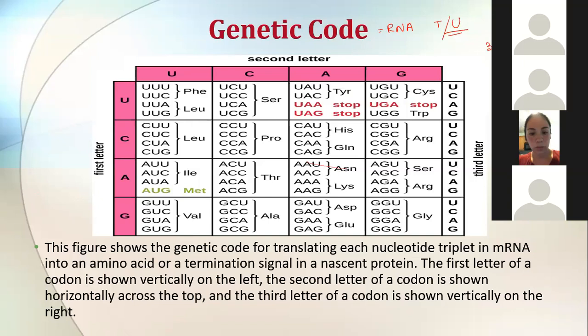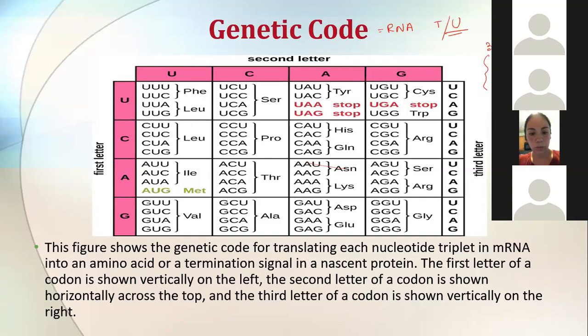We have 4 nitrogenous bases, right? We have adenine, guanine, cytosine, and uracil for RNA. So 4 bases, and a codon carries 3 bases. If you do the permutation and combination, we have 4 into 4 into 4, which is basically 64 codons inside the genetic code.